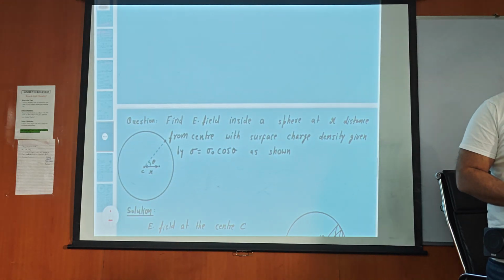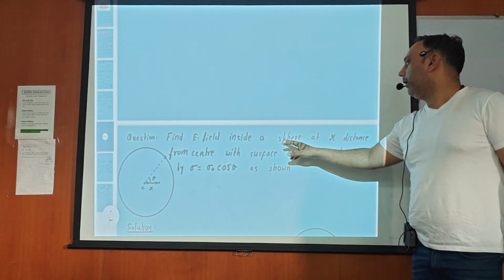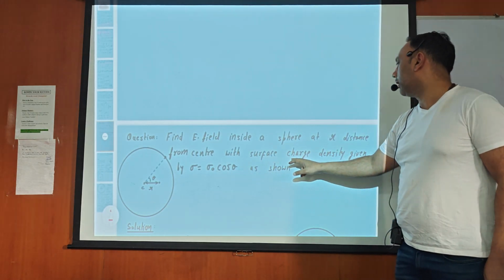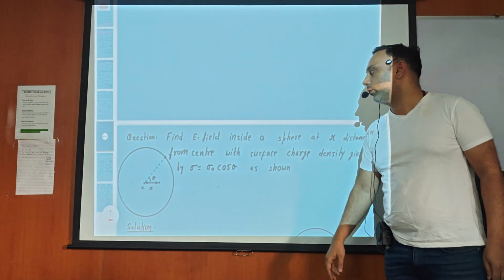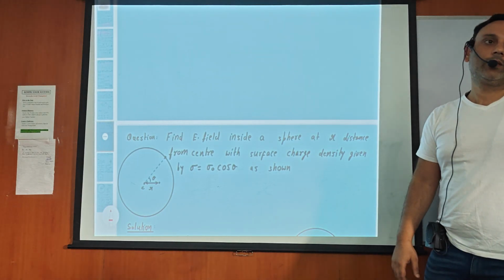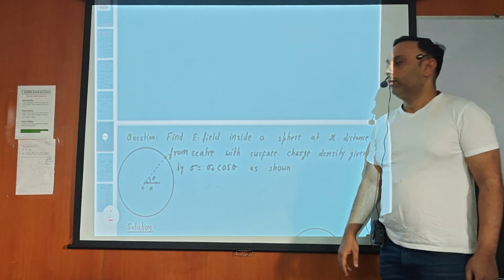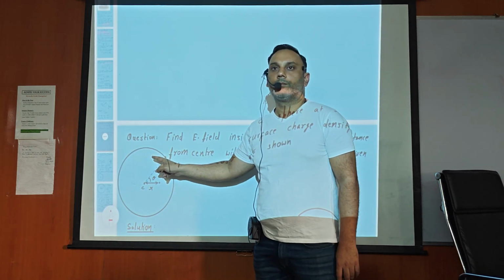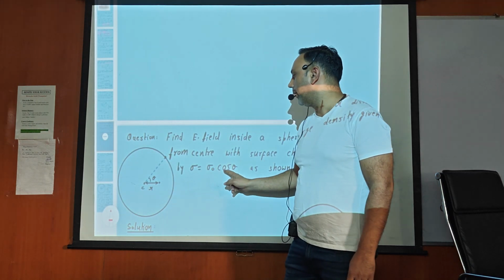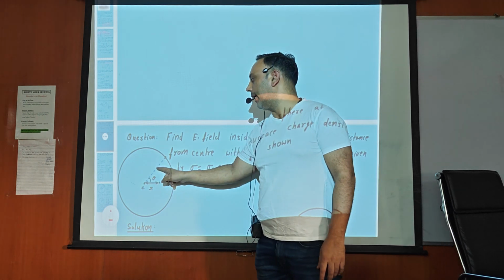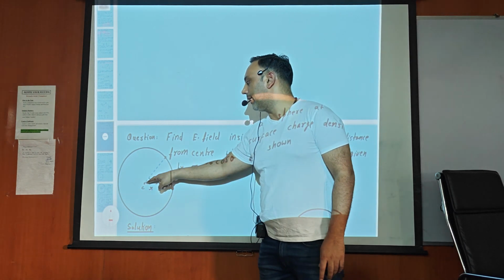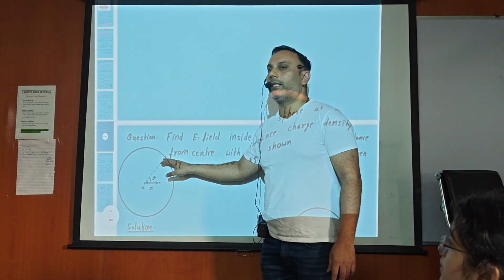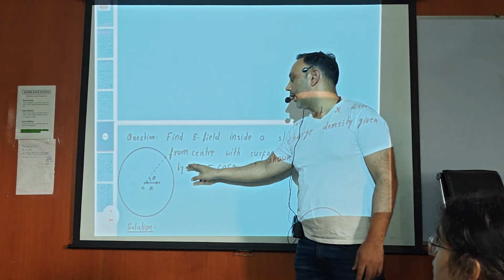So now the question is about finding the electric field inside a sphere at a distance r from the center, with surface charge density given by sigma equal to sigma naught cos theta, as shown. We have a conductor with charge density given by this expression, where theta is this angle. We'll say this line is the x-axis, and at any angle theta from the x-axis, we have the expression of charge density like this.